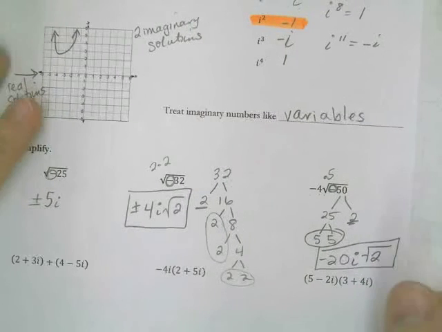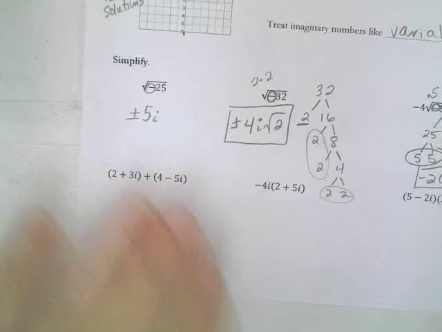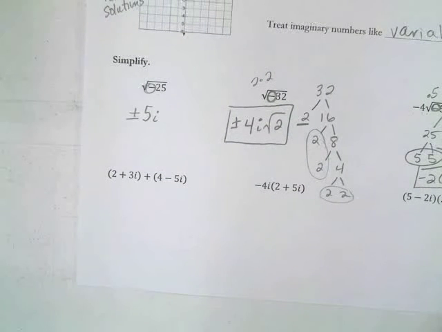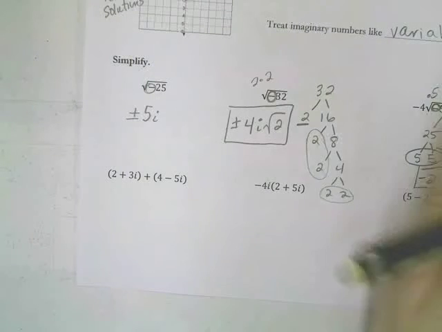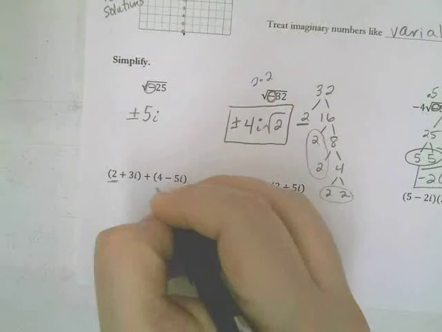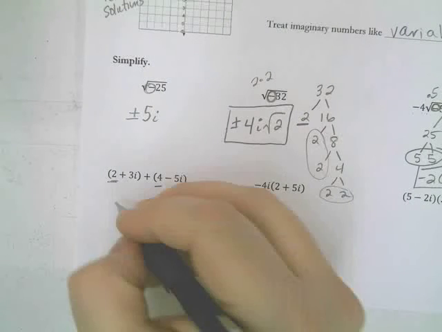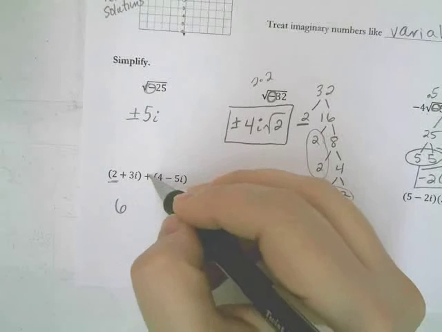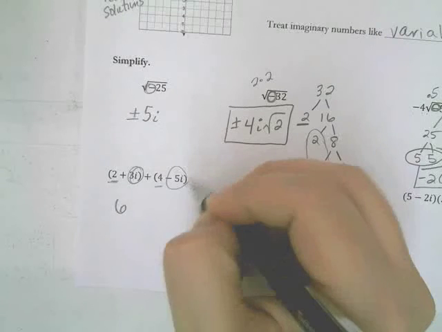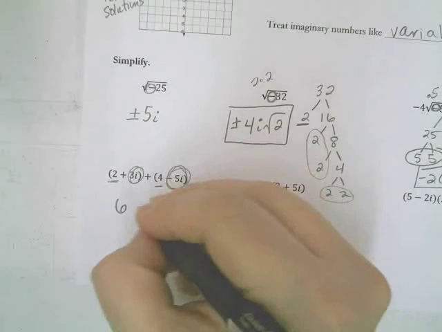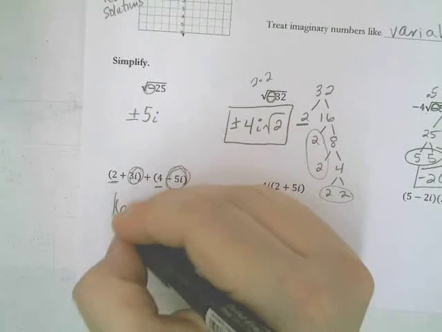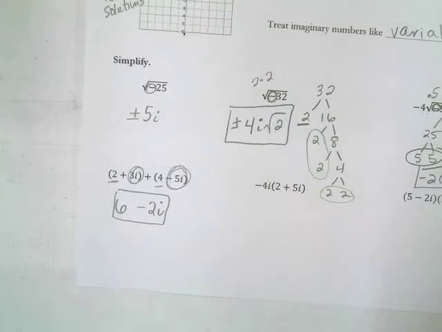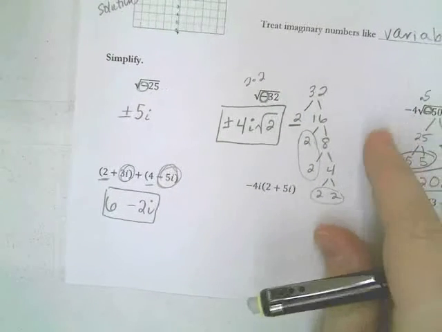All right, the next thing you have to be able to do is operations on imaginary numbers. Well, remember what I said: imaginary numbers are just like variables, so we're going to combine our like terms. 2 plus 4, well, that's just 6. 3i and a negative 5i, that is a negative 2i. And that's the answer.